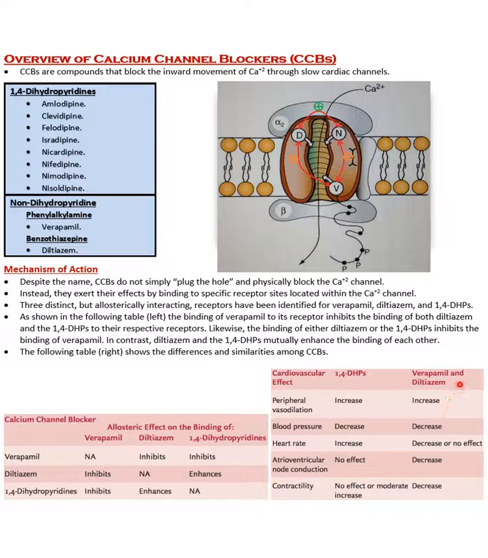On the other hand, verapamil and diltiazem cause vasodilation and reduce the blood pressure, but they also block the SA-AV node, and as a result, they decrease the heart rate as well as the contractility, the contraction of the heart, through the inhibition of the SA-AV node. Okay, these are the major pharmacological effects between these two.